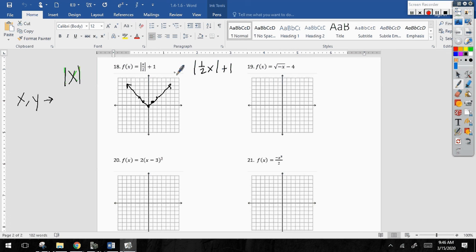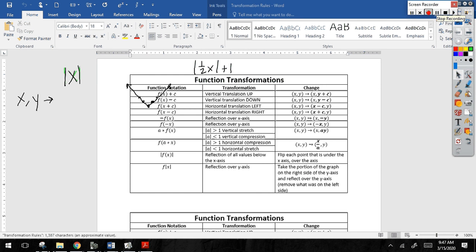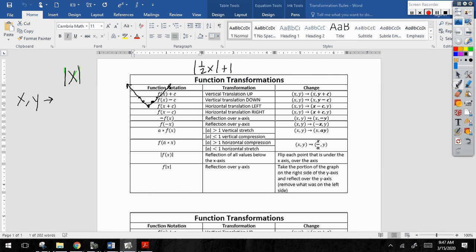what that does is that takes, and maybe I should pull up your sheet for you so that you can see here. If you look, I am looking at my horizontal here. It says take every x and divide it by that a that's in front. And that a we have is 1/2. And then y stays the same.